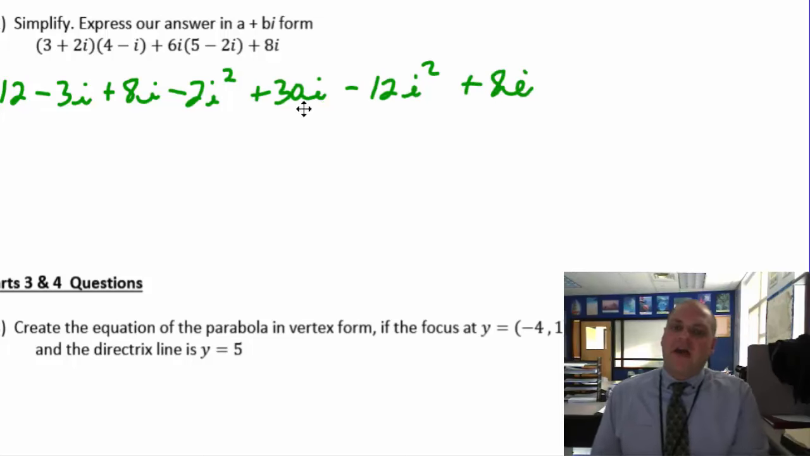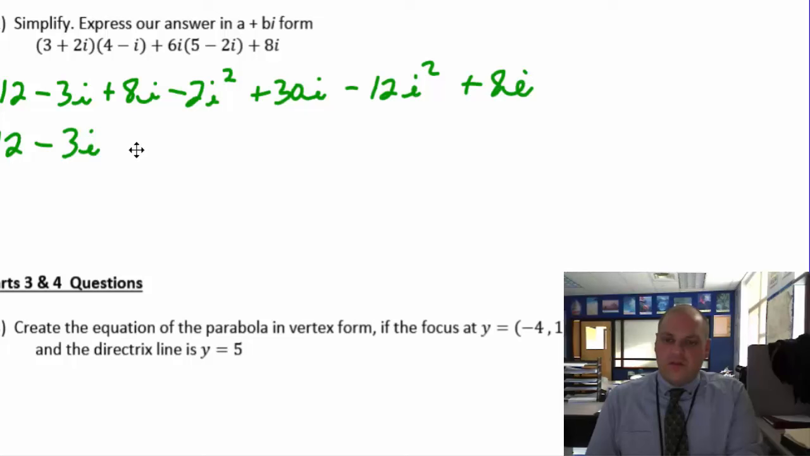So now, basically, guys, first thing you want to do is get rid of those i squareds. You don't want powers of i. Any i squared is a negative 1. So, all right, we got 12. Let's do that first. One thing at a time.